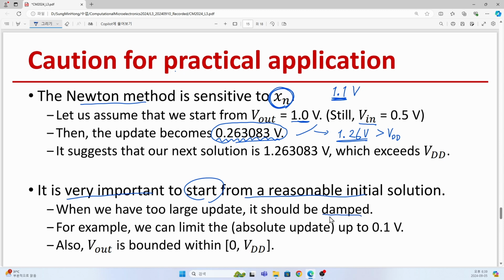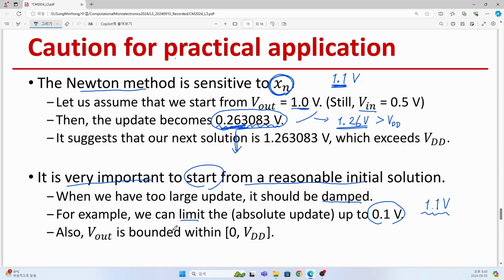For example, without any further justification, we can limit the absolute update to, for example, 0.1 volt. It means that although the update says to increase our output voltage, the solution, by 0.26 volt, we only increase it up to 1.1 volt. Then, with this 1.1 volt, let's try to solve the problem again.